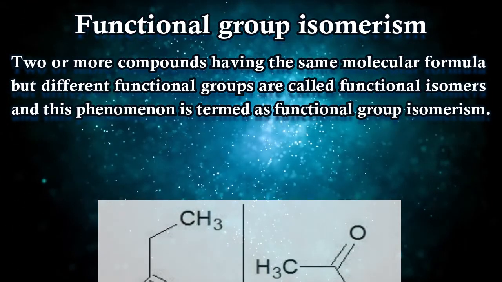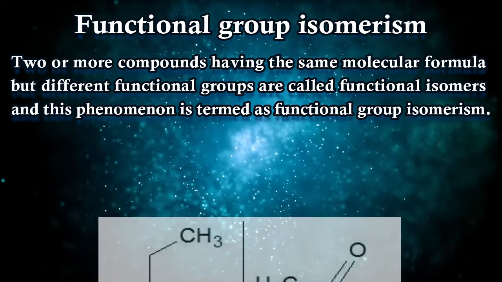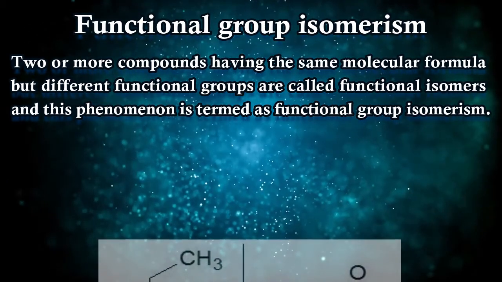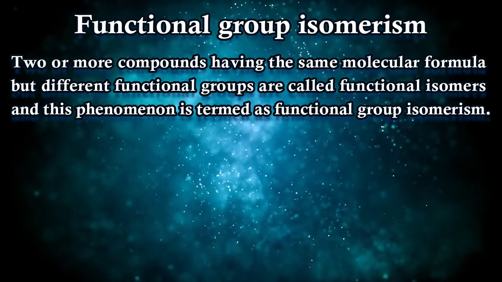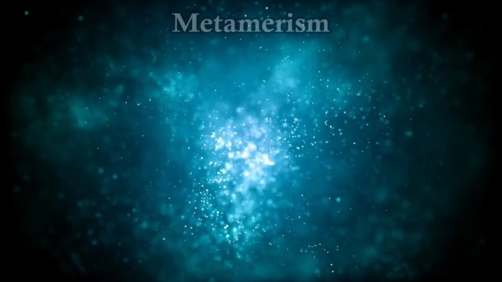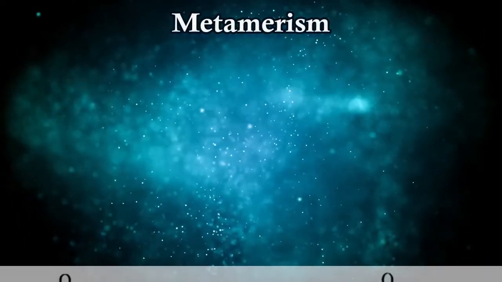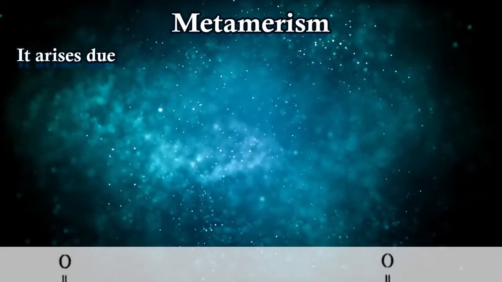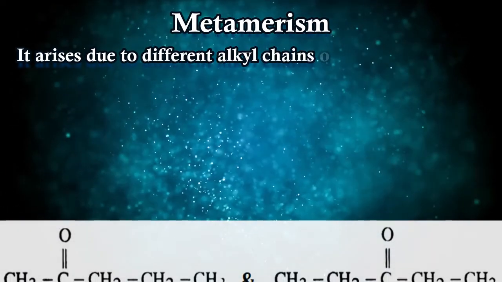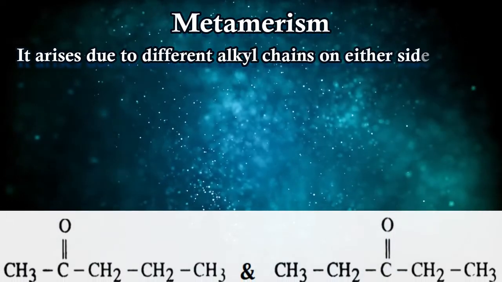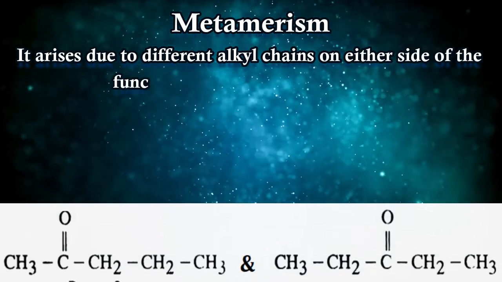And if we say that they are metamers, we need to know what metamers are. If different alkyl chains are present on either side of a functional group, then this type of molecules are called metamers. Okay, now here we can see there are two examples. One is methoxypropane, another is ethoxyethane.